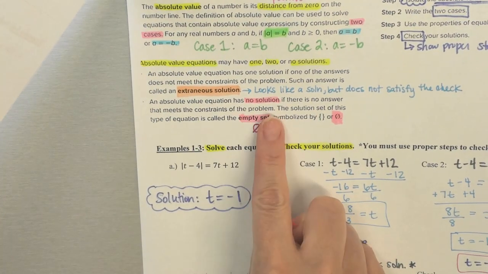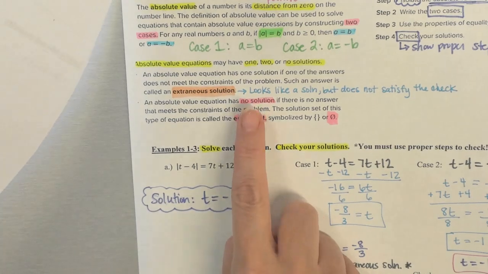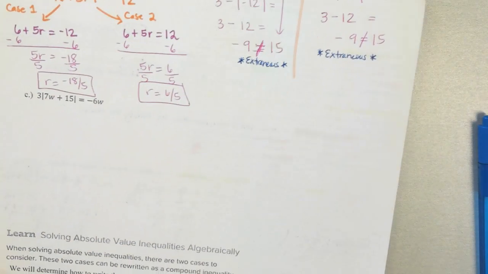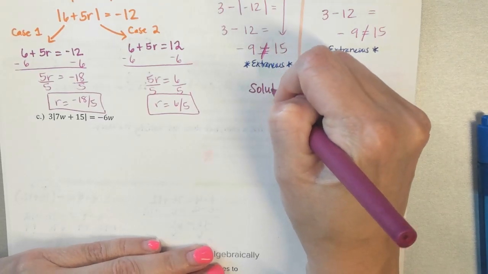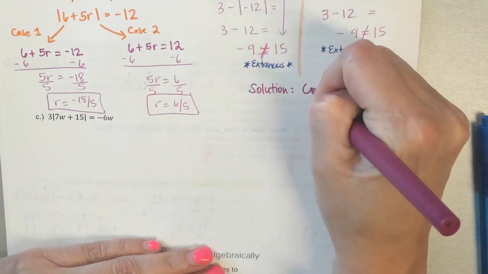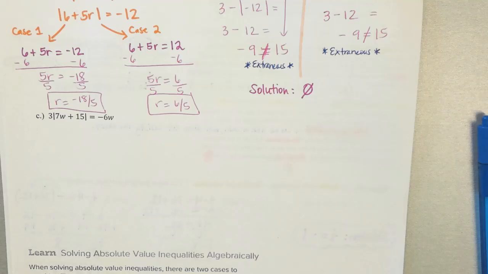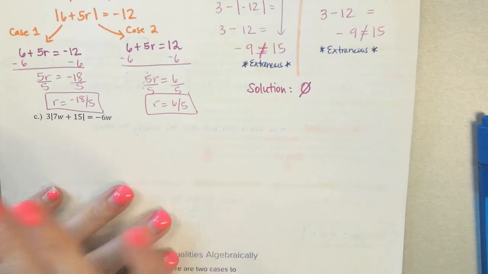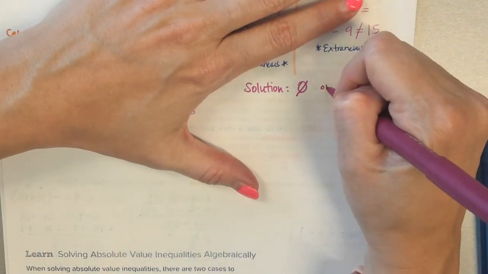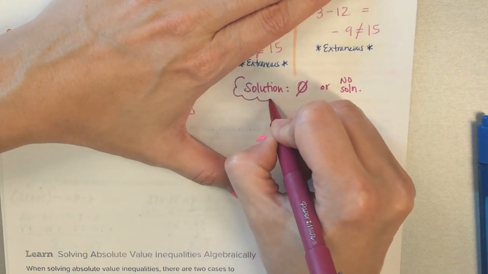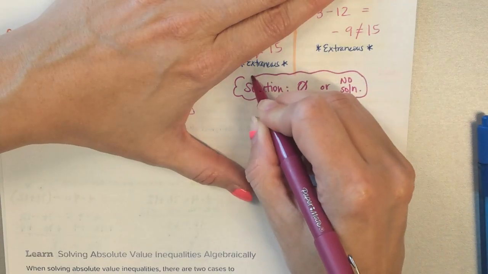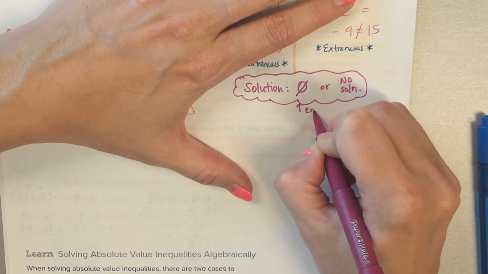So if there's no answer that meets it, you can either do the empty set or you can write no solution. Okay, so your solution here, you can write the 0 with the line through it. Just make sure you put the line through it, okay? The 0 would not be a correct answer. Or you can write no solution, whatever you're more comfortable with. Okay, so that means the empty set.